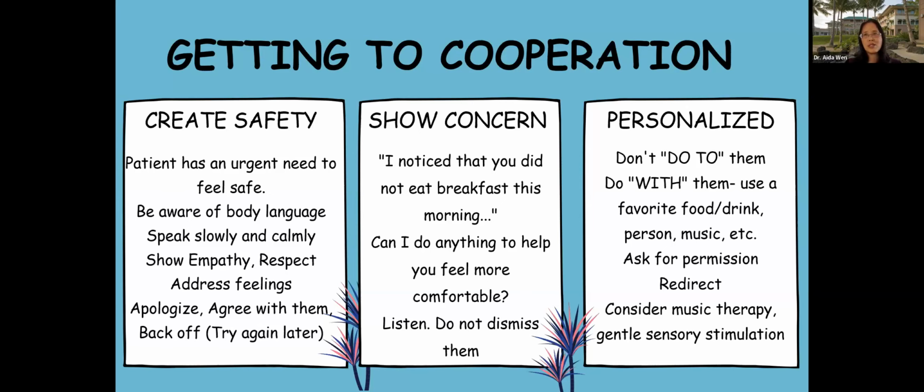And then, of course, personalized care. Don't do to them, do with them. So if they're refusing, use their favorite drink or food or person or music or whatever it is. So if they won't take their meds, but they like ice cream, well, let's pair it, right? Ask for permission. Don't demand them to do stuff for you. Redirection. Consider music therapy. Music does wonders for a lot of people. It's very soothing. And also gentle sensory stimulation can help people get to cooperation.